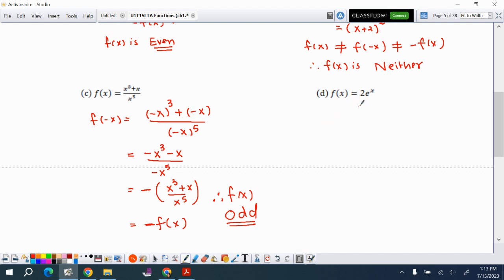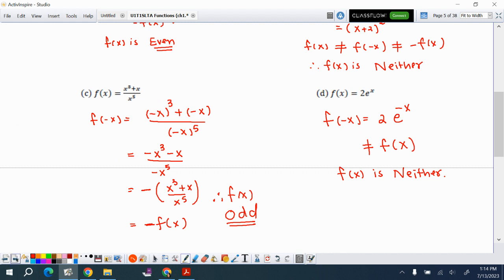This is an exponential function. We know that exponential functions are neither, but we still have to do our job and support our work. You can say that this is not the same as f of x, and it's not even the opposite sign. Clearly this is a growth function. If you replace with negative x, it becomes a decay function. They are never going to be the same or even a reflection. And you can say that f of x is neither. So this is all algebraically.